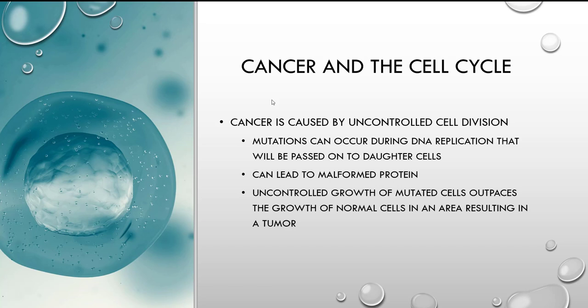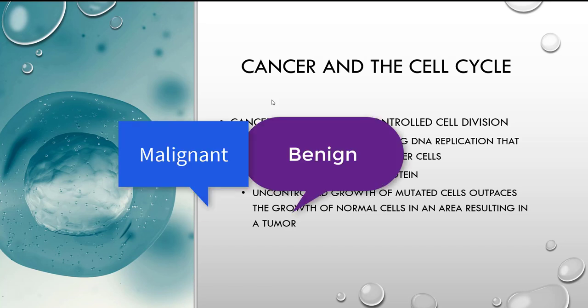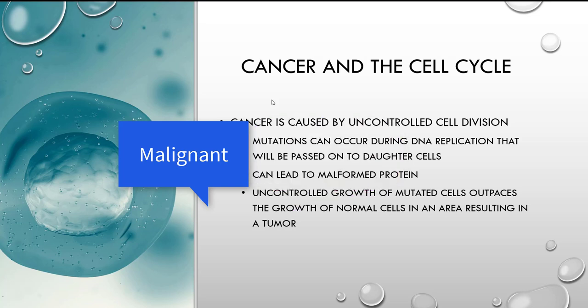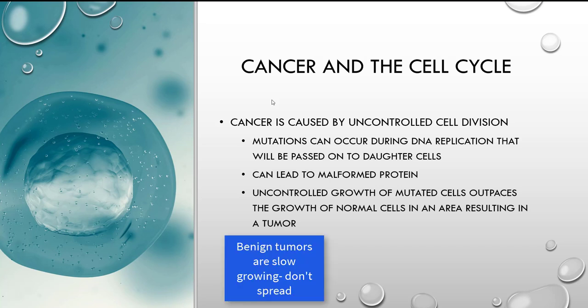You've probably heard of tumors. Tumors can be benign or they can be malignant. A benign tumor is just a clump of malformed cells, but they tend to be slower growing, and they tend to not spread. So those usually are not as worrisome as a malignant tumor.